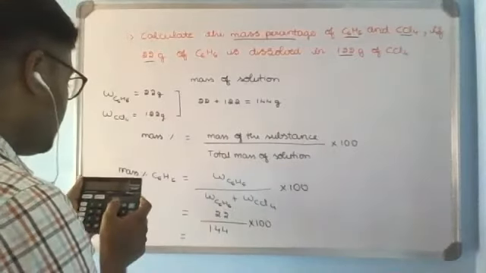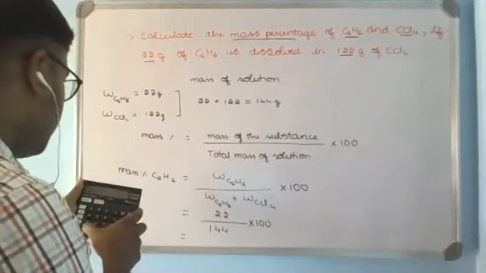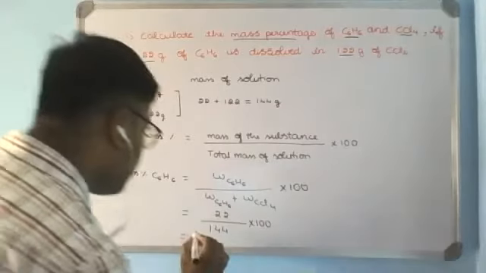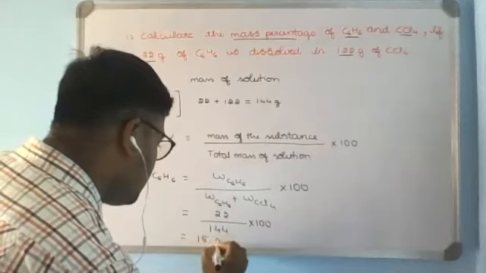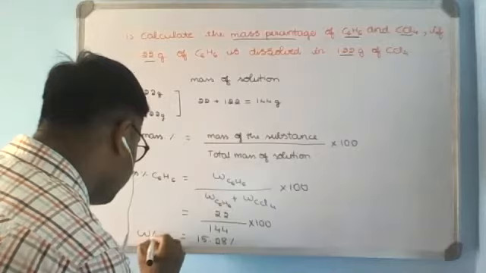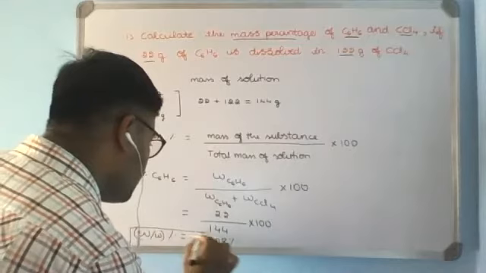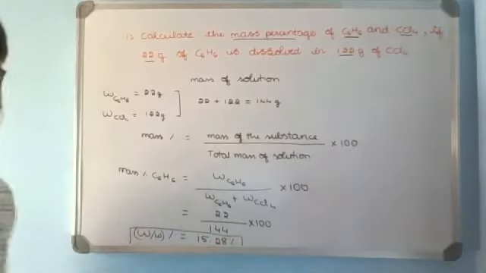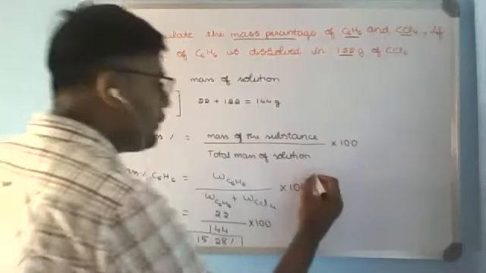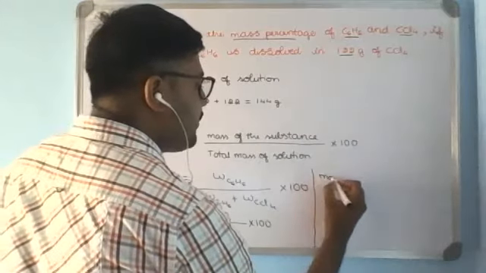It is 22 divided by 144 into 100, that is equal to 15.277, or we can approximate it as 15.28 percent. Now the mass percentage of benzene in the given solution is found to be 15.28%.